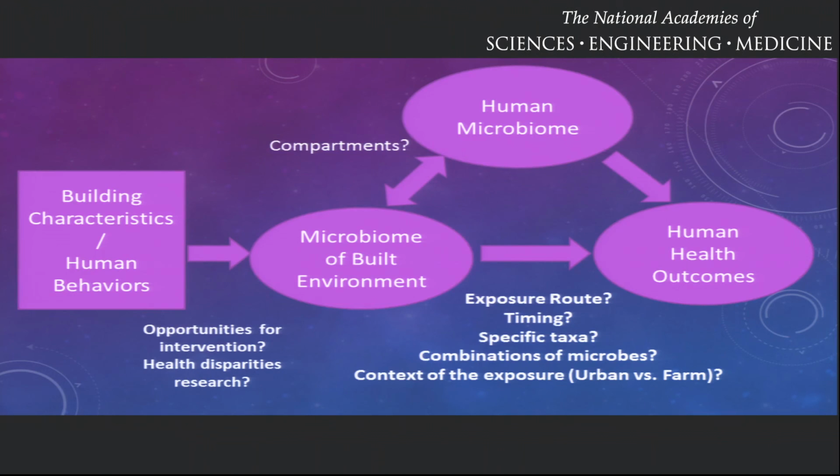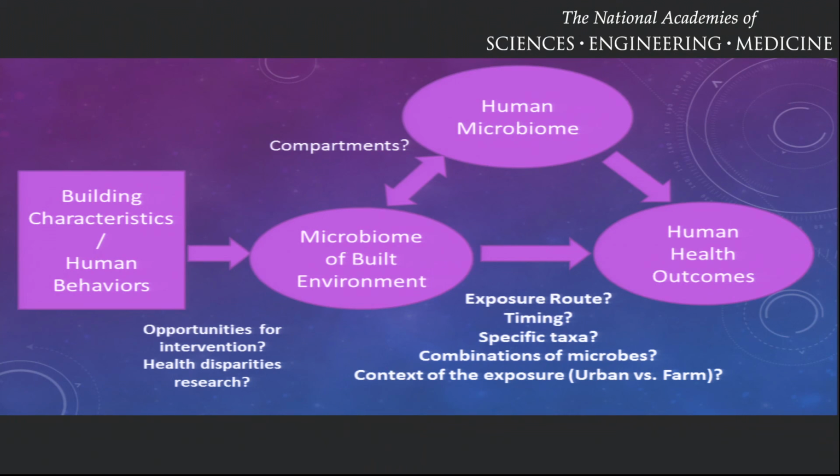Okay, so here's my last slide that has more questions on it than answers. All right, so once we understand these relationships better, there could be opportunities for intervention. Health disparities research is another important area to think about within these relationships. I showed you that interesting association we saw for race and endotoxin in homes. Compartments, this is really tricky, and more studies need to be done here, particularly looking at the microbiome of the built environment and how it influences the human microbiome.